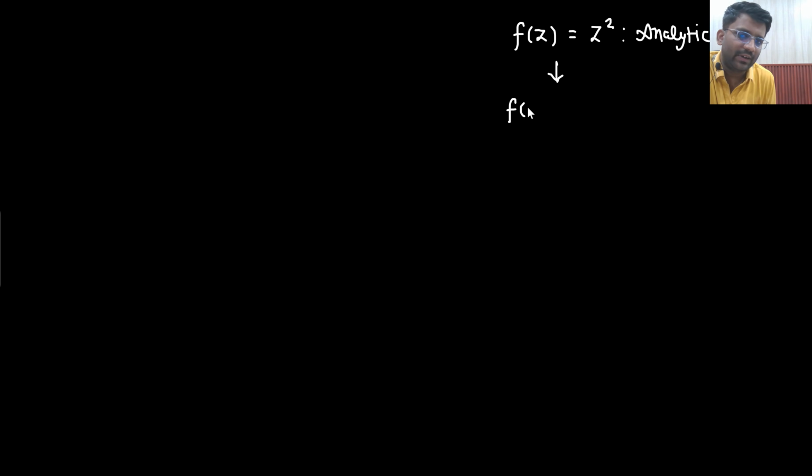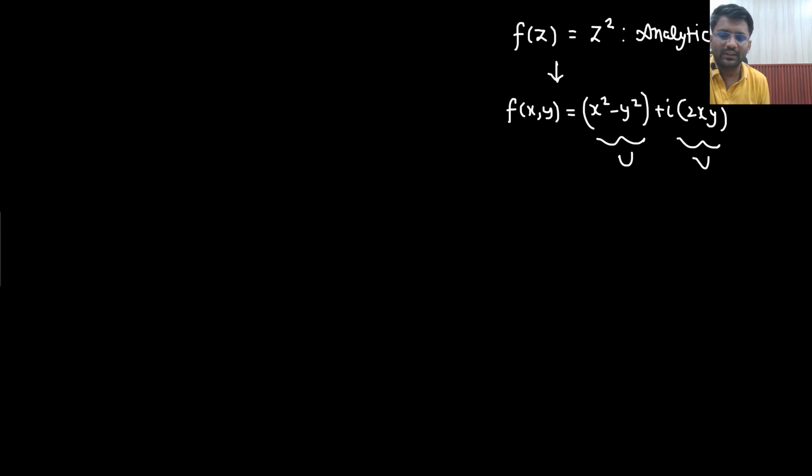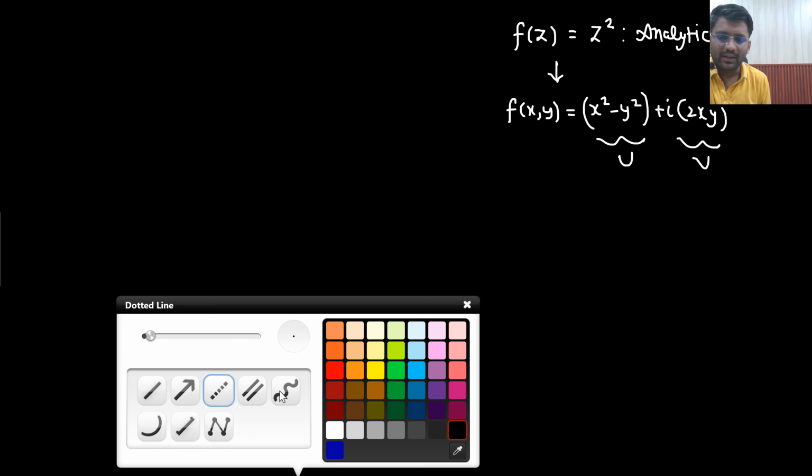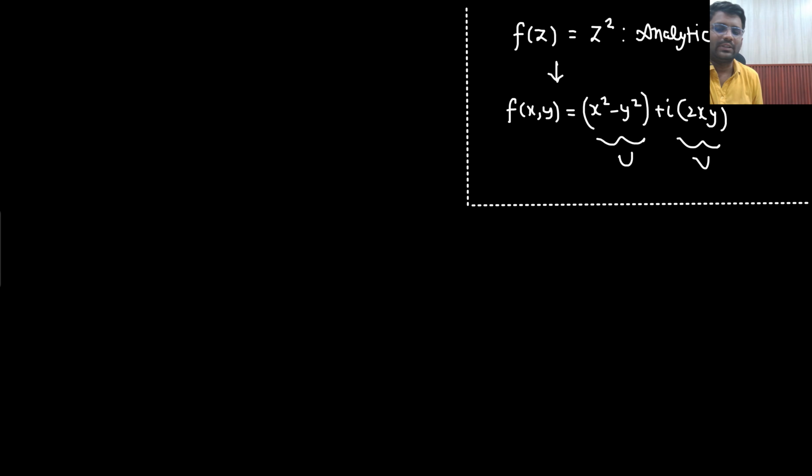You will convert it into x comma y. That would be x square minus y square plus iota 2xy. This is your u, this is your v. You calculate ux, vy, vx, uy, everything, and verify all the properties. So this is your homework, that means you will do it on your own. But I will teach you the mathematics here. Now we are going to solve with respect to mathematics, not with respect to an example.